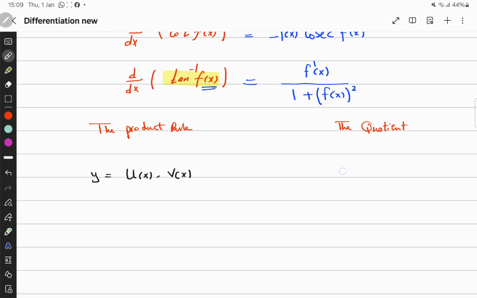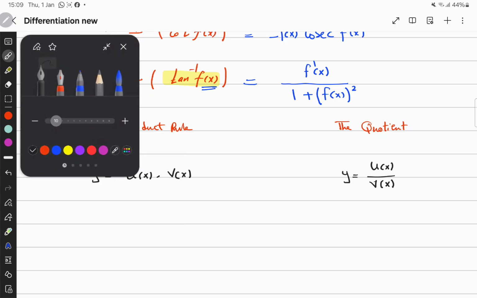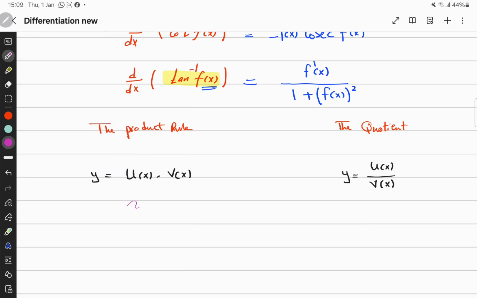Quotient rule means if you have a division of two different functions, where the numerator is called u in terms of x, and the denominator is v in terms of x, that means I will use the quotient rule. How to use it, mister? It's so easy. We just write u first, then v, then differentiate u and differentiate v. So the derivative will be u times v prime plus v times u prime.